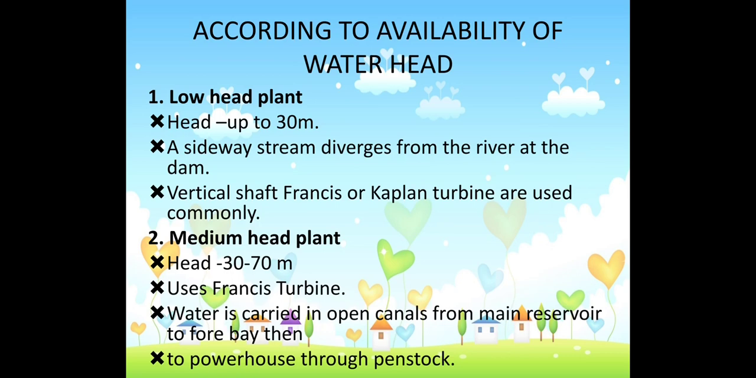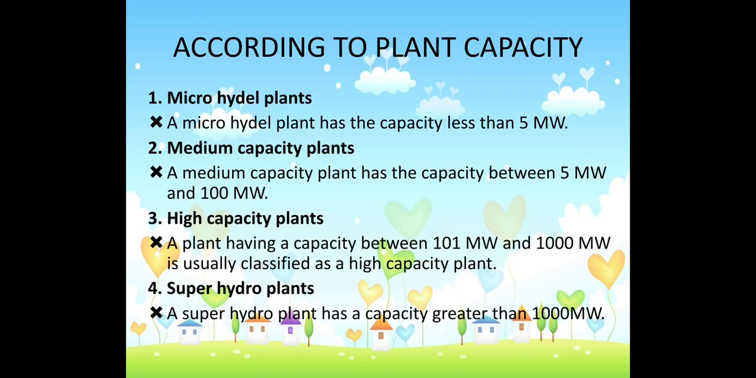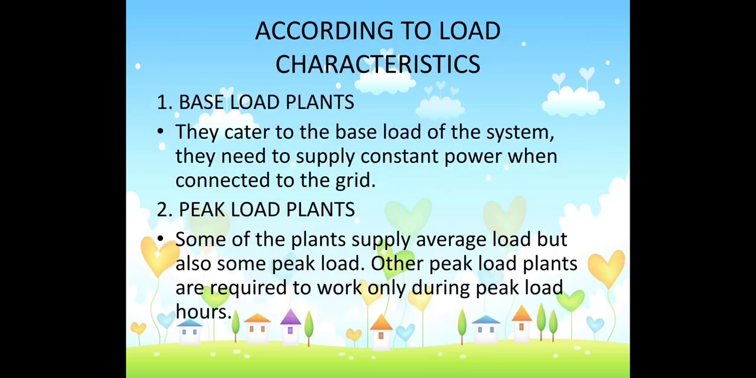Low head, and then medium head, and above 70 meters is called high head. According to the plant capacity, less than 5 megawatt is called a micro hydro power plant. Vaigai Dam is one of the best examples of a micro hydel plant, and the medium capacity plant. Another example is the Papanasam plant, and Periyar Dam is one of the medium-high capacity plants. A plant producing more than 100 megawatt is a super hydro plant. It is not in India. China has super hydro plants.